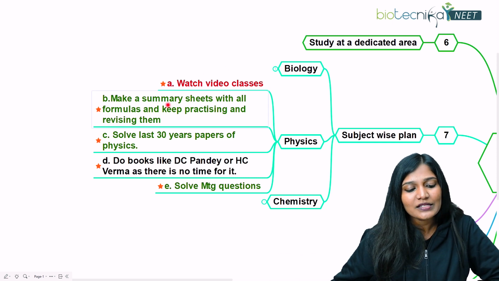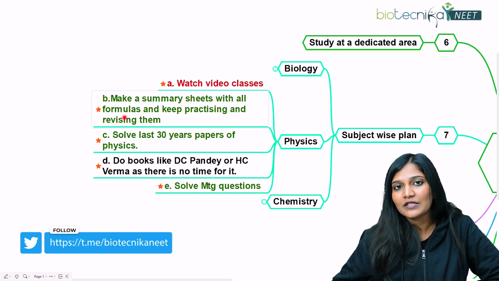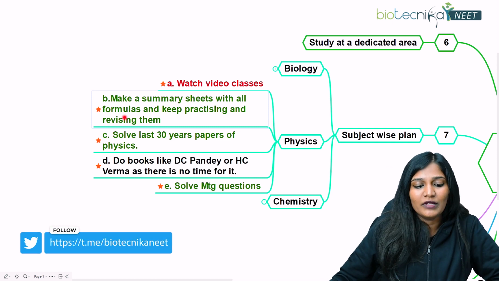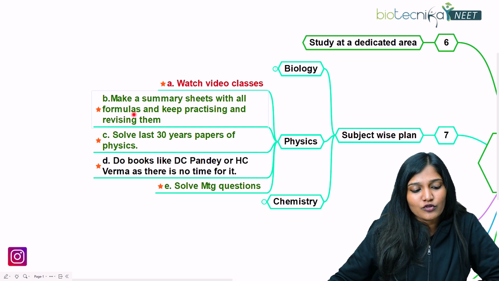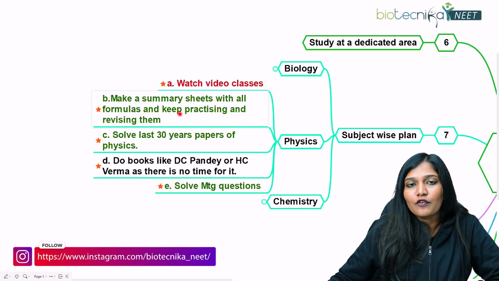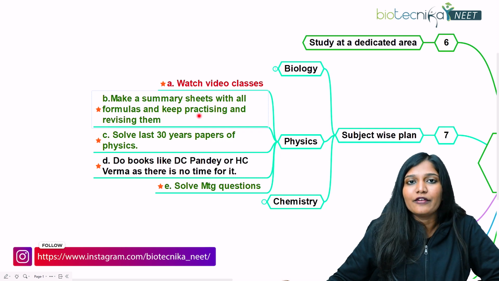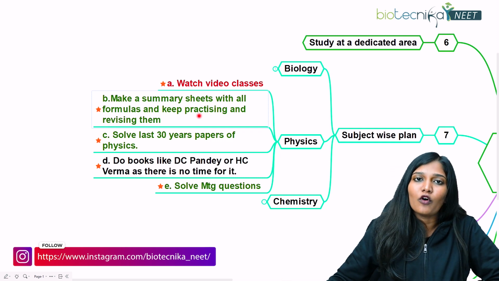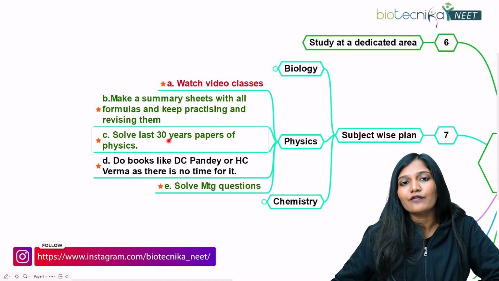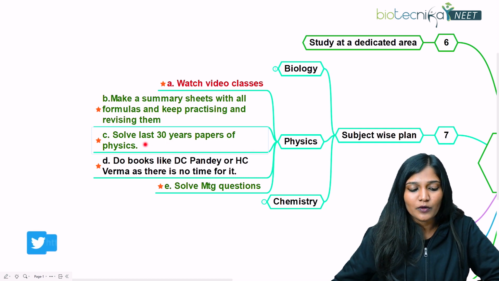concepts, and make summary sheets with all the formulas, because in physics we have a lot of numerical formulas and numerical problems you have to solve. So write all those things in the form of summary sheets, and keep practicing a lot of questions and revising the concepts along with the formulas and the questions. And you have to solve at least 30 years of papers of physics.